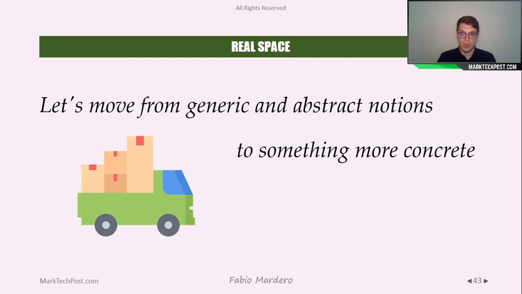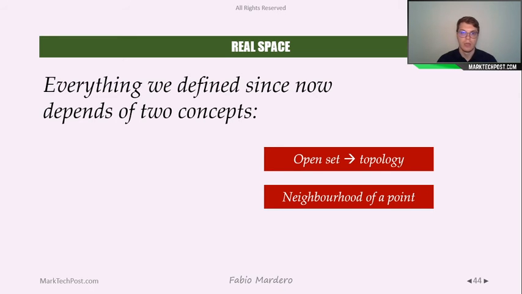But now we have completed the more abstract topic about topological spaces, and we can move from generic and abstract notation to something more concrete. That's the case of the real space. So wrapping up what we have seen until now, it depends on two concepts. The open sets, we've talked about topology and the elements of a topology, which are the open sets. And also we have defined the interior of a subset of omega, the endpoints, and so on, using the concept of neighborhood of a point.